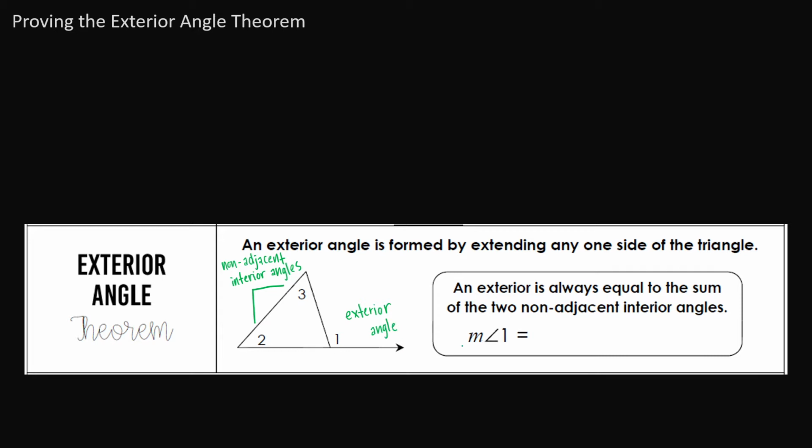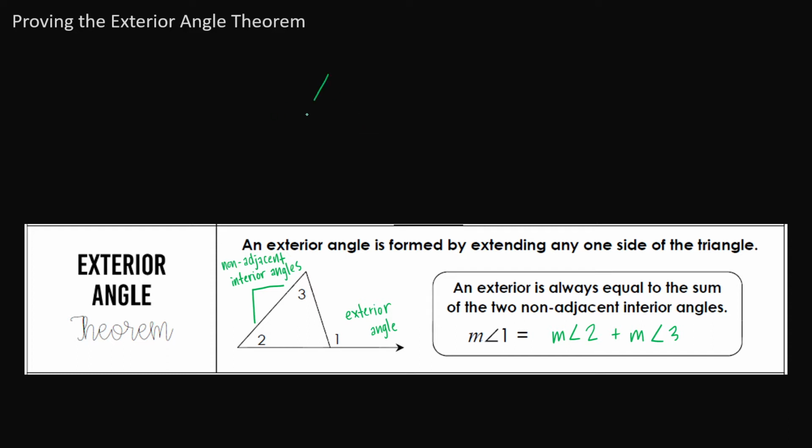In this theorem, we're saying that an exterior angle is always equal to the sum of the two non-adjacent interior angles. So this theorem goes like this. The measure of angle 1, the exterior angle, is equal to the measure of angle 2 plus the measure of angle 3, those two non-adjacent interior angles. And here's a reason why that works.